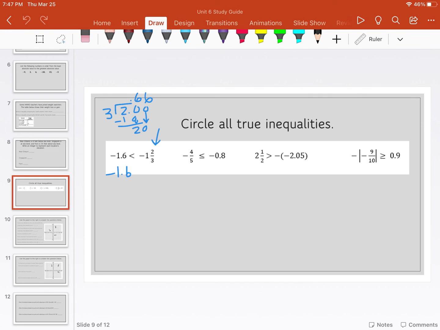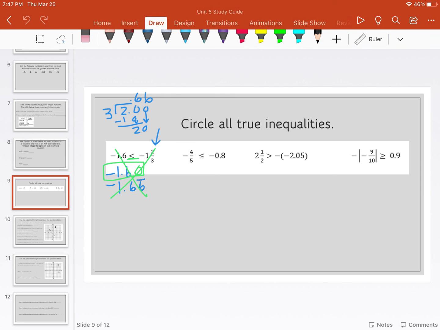So this decimal here is going to be negative 1.66 repeating. So remember, to compare, we want the same amount of numbers behind the decimal place. So we're going to have to add a 0 to this one up top. And that means that the inequality says that negative 1.6 is less than negative 1 2/3, and that is not true, because if we're comparing these two, this is actually the larger number of the two. So this one is incorrect.